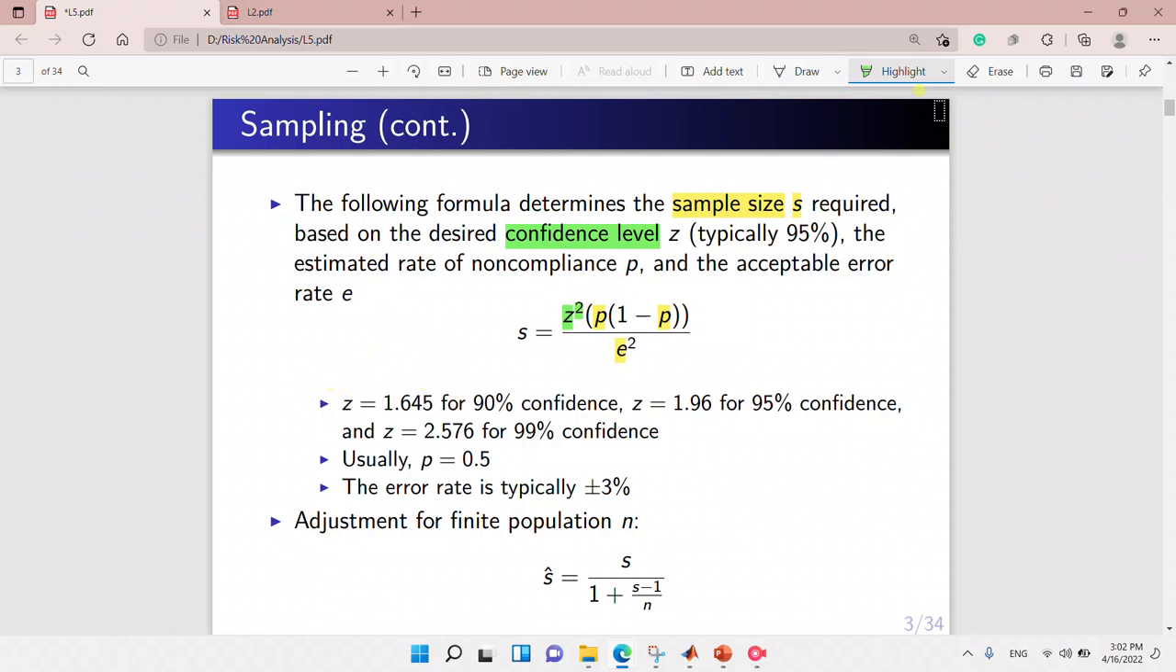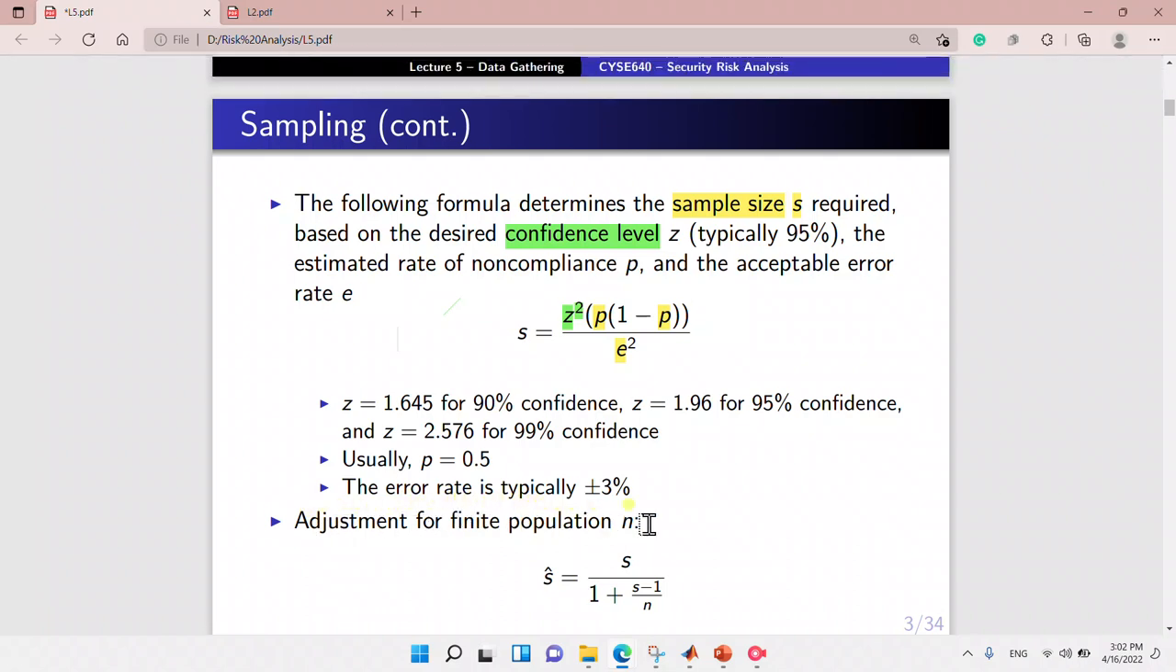بنحولها لـ area وبنطلع الـ value of Z من الـ table. أو ممكن نحفظ هدول الـ values زي ما هم: Z equals 1.645 for 90% confidence, 1.96 for 95% confidence. The error rate is typically 3%.